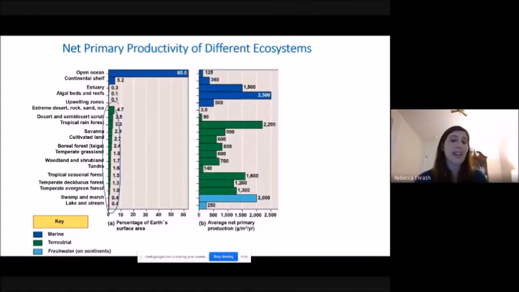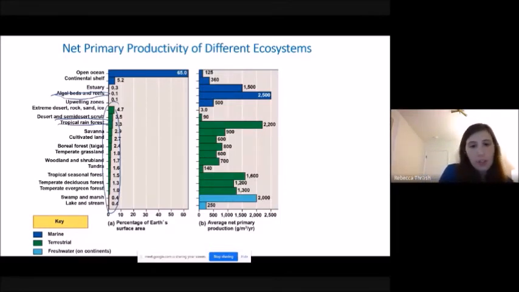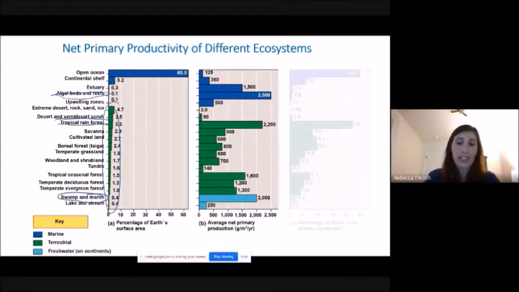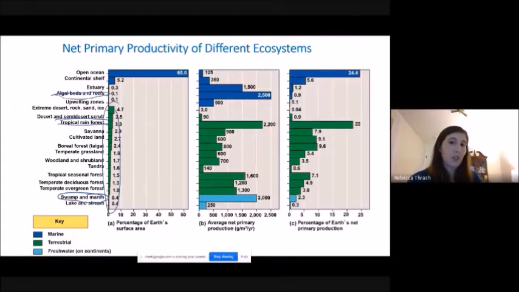But when we look at the actual primary productivity of each one of these ecosystems, it's very different, and there are some good reasons why. So of all of the aquatic systems, algal beds and reefs are the most productive. The tropical rainforest is the most productive forest ecosystem. And then for freshwater ecosystems, you've got swamps and marshes. But we also have to account for the actual surface area of these ecosystems as well. And when we look at that, there are some changes.